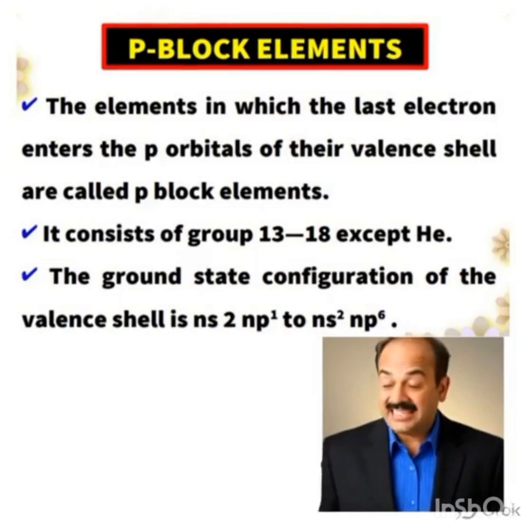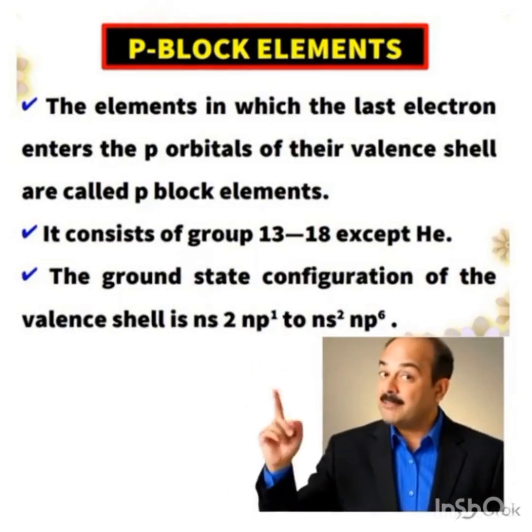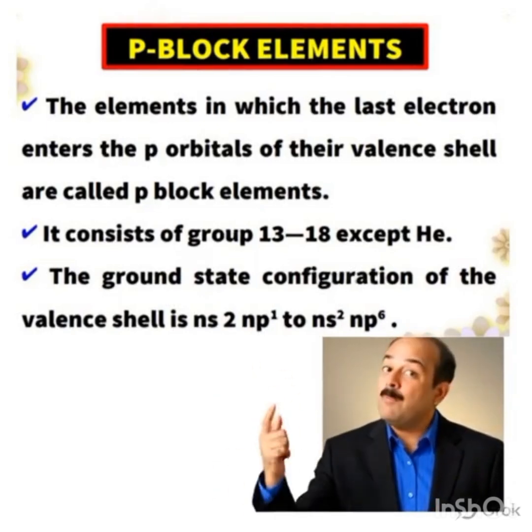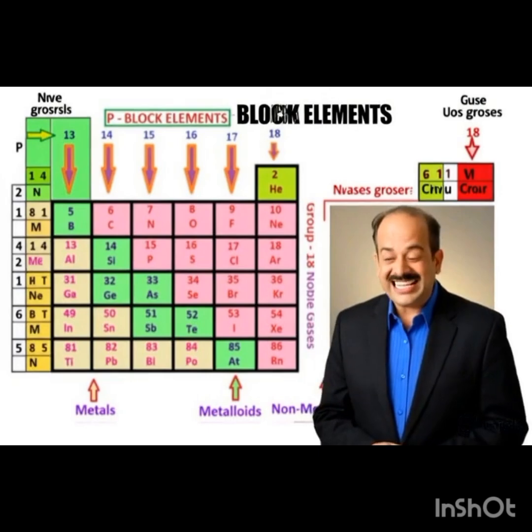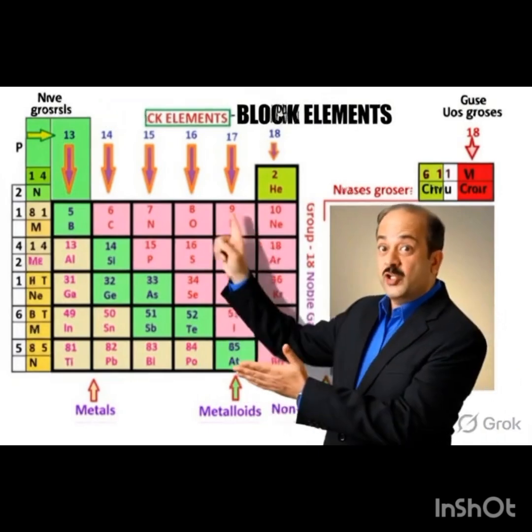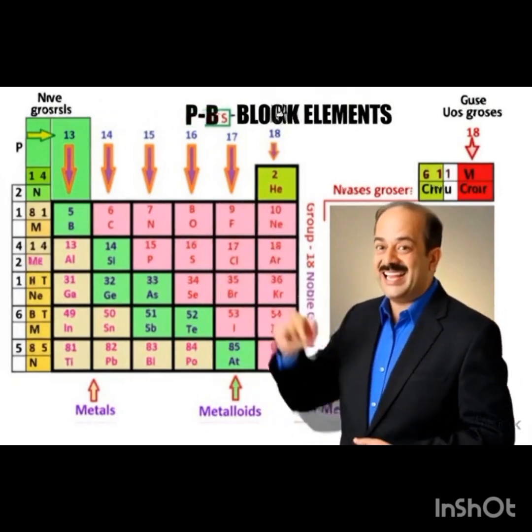P block elements. The elements in which the last electron enters the p orbitals of their valence shell are called p block elements. Today let's look at the p block elements from group 13 to 18. These include metals, metalloids and non-metals like the noble gases.